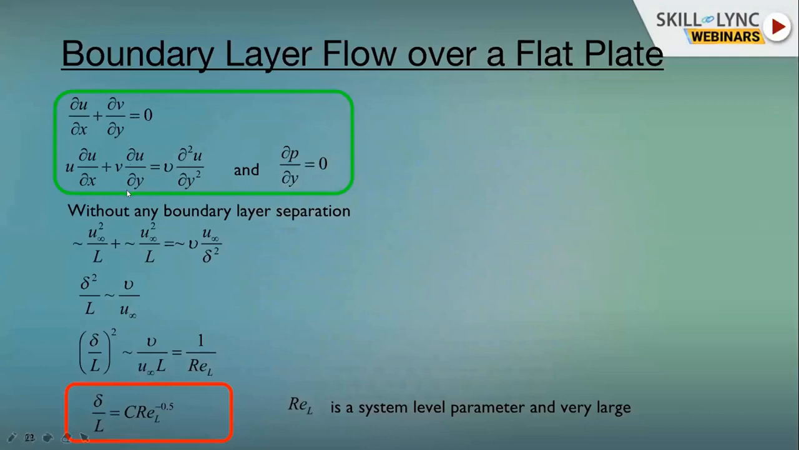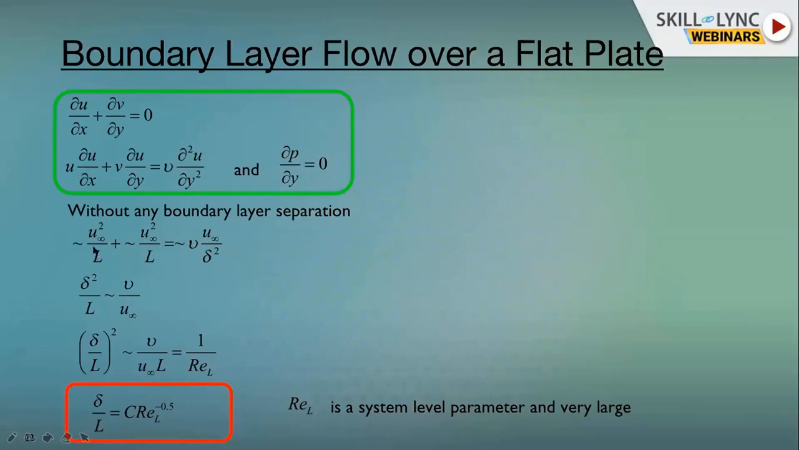Now, to get a solution, let's do the same scale of order of magnitude analysis. U del u by del x is nothing but u infinity square by L, because here u is equal to u infinity. Del u is u infinity minus 0, and delta x is my distance from 0 to L. Similarly, v del u by del y, by order of magnitude analysis, will be of order u infinity square by L, which is of order u infinity by delta square times nu. After solving this equation, here we have a simplified form.